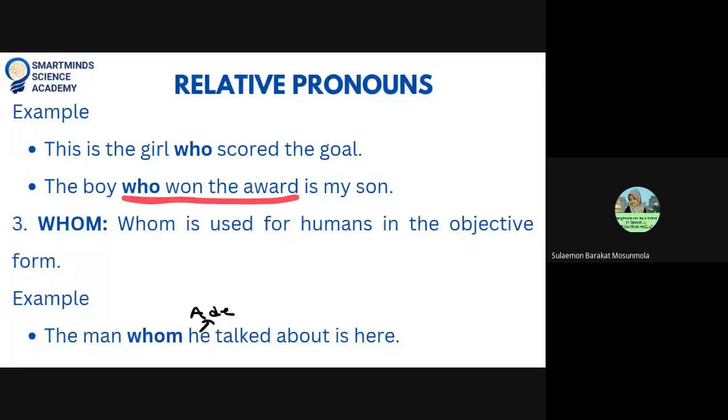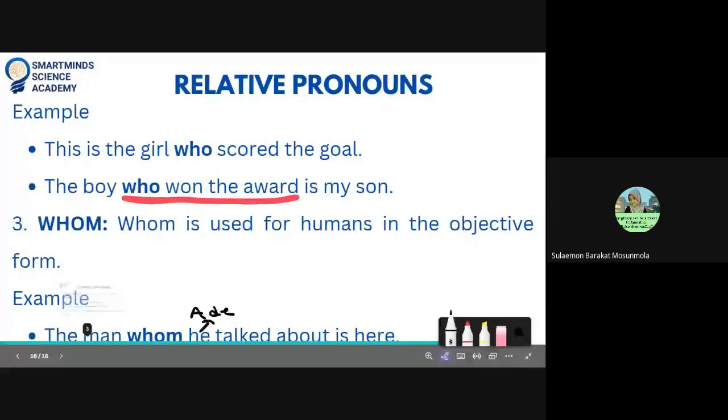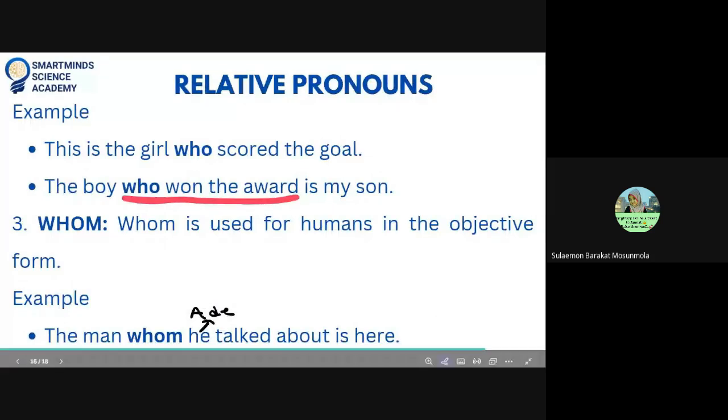So the man whom Ade talked about is here. Just assume that this he is Ade. The man whom Ade talked about is here. Now, this is to show you that the man is the object. He is the one being talked about. Who is talking about him? Ade is the one talking about him. Let's come back to this place.